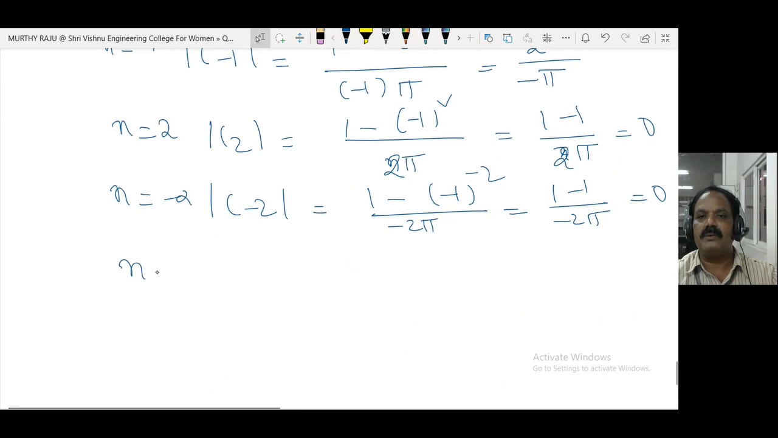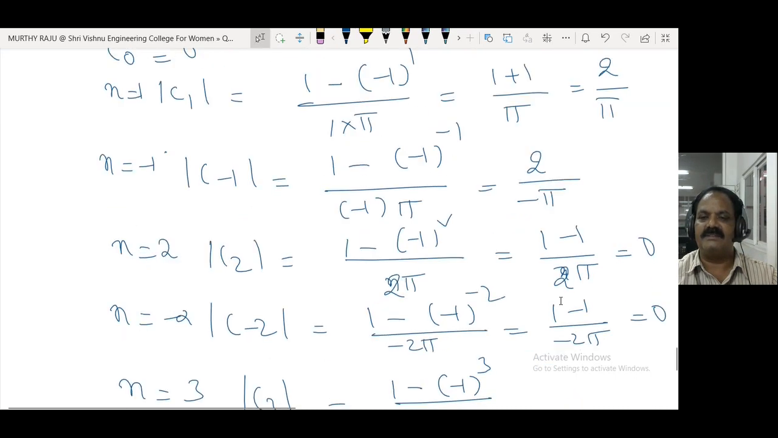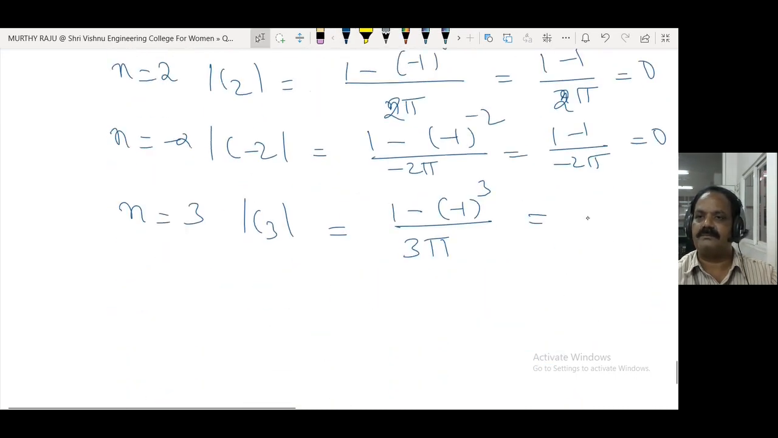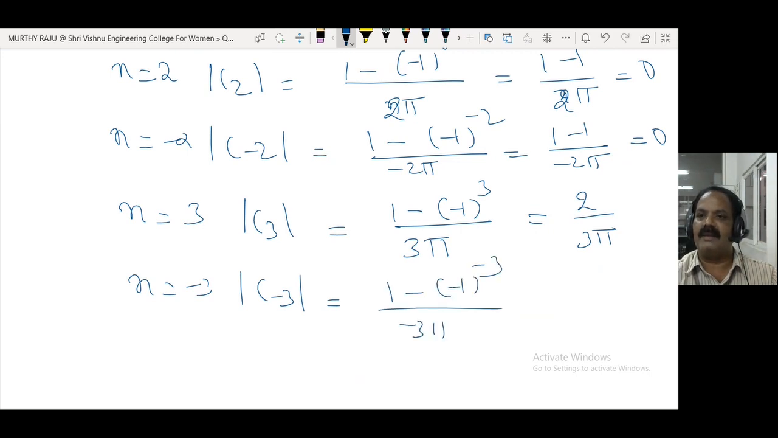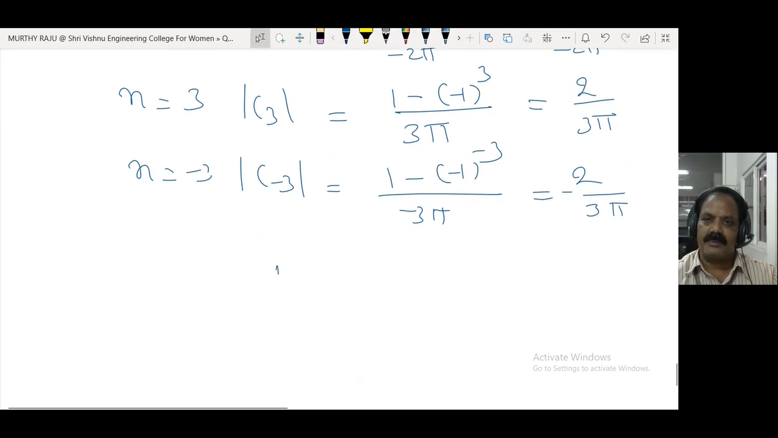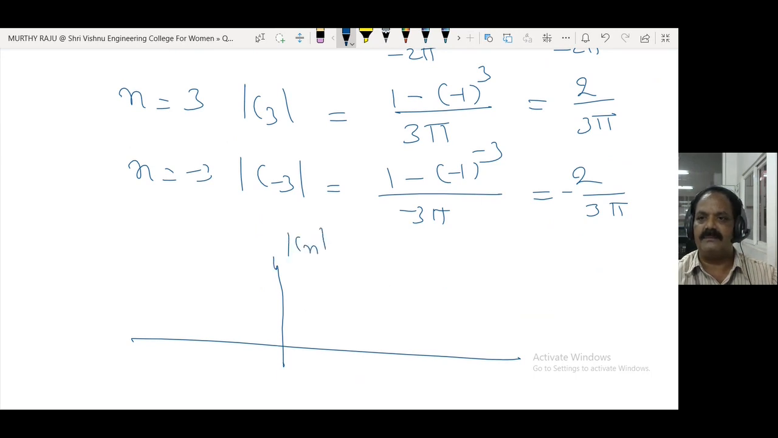N is equal to 3. Mod C3 is equal to 1 minus of minus 1 whole power 3 by 3 pi, n pi means 3 pi. That is equal to 2 by 3 pi. N is equal to minus 3. C minus 3 is equal to 1 minus of minus 1 whole power minus 3 by minus 3 pi, that is equal to minus 2 by 3 pi, and so on. By using this, you have to draw the magnitude spectrum of the function, mod Cn.